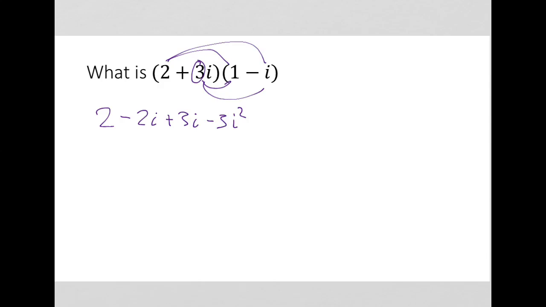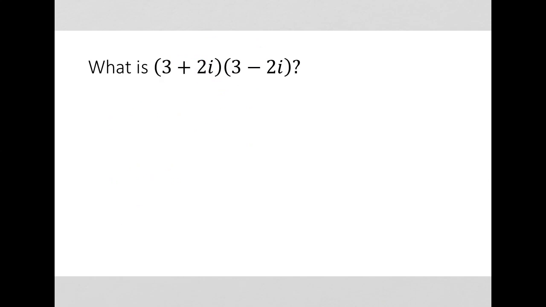Notice I took the real coefficients there to get my negative 3, and then i times i is i squared. Now let's simplify this real quick, but remember that i squared is the same as negative 1. So really right there we have negative 3 times negative 1. So we have 2 minus 2i plus 3i is going to give me a positive 1i. And then I have minus 3 times negative 1, which is really plus 3. So I've got 5 plus i.